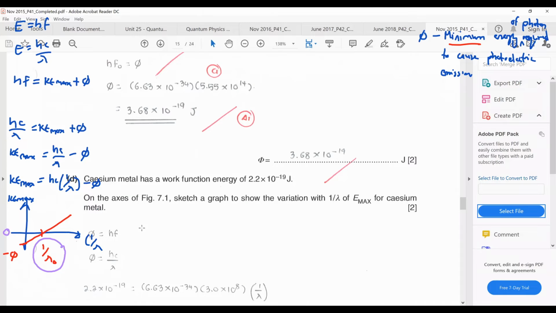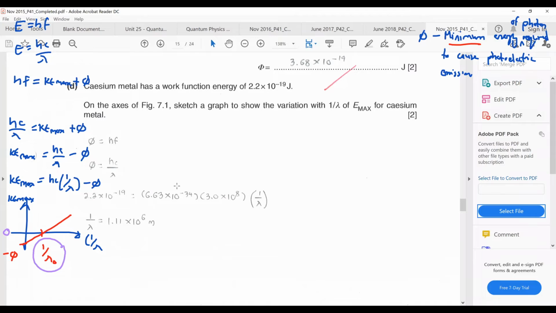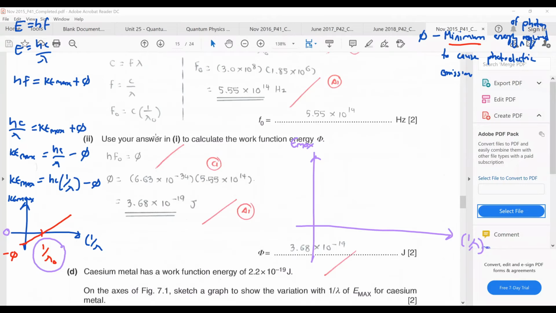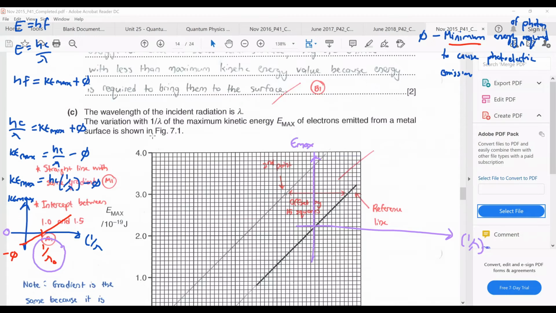So if you want to find the intercept of your graph, you can just use this. I want to find out what 1 over lambda naught is. Okay, now for your case here, for your original graph, Emax versus 1 over lambda, you know that... see, what metal is this? This one, they never told you the metal, right?